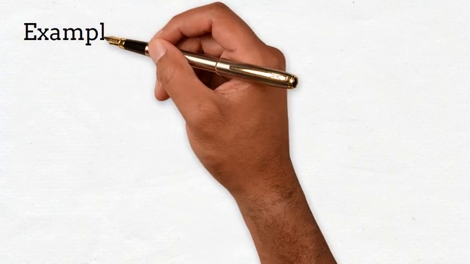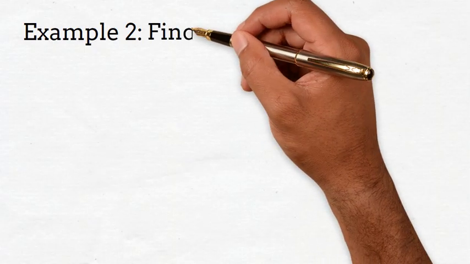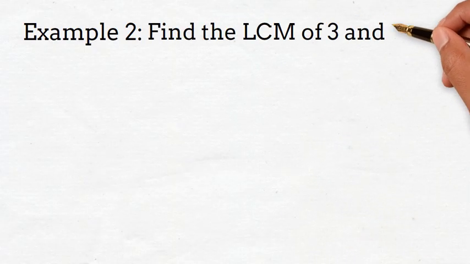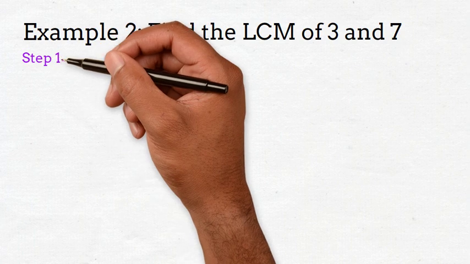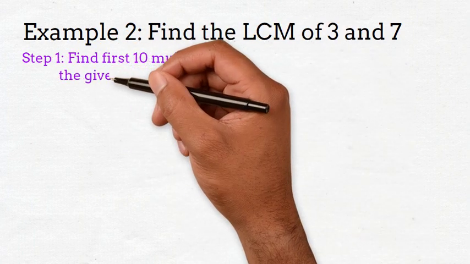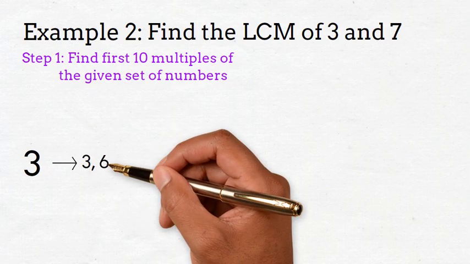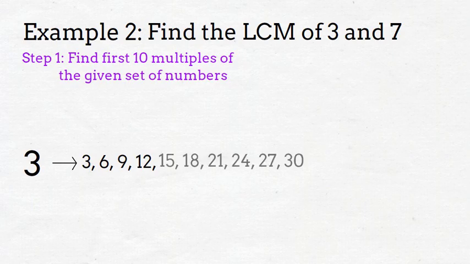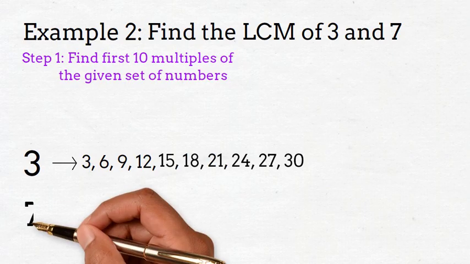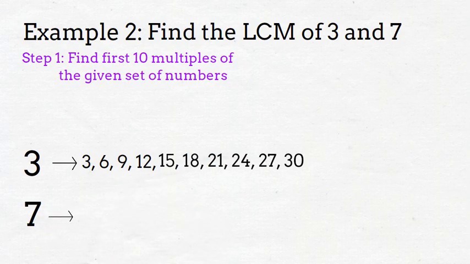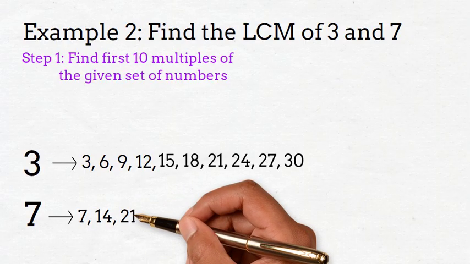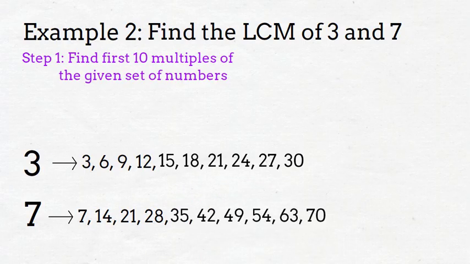Let's work through another example. Here we need to find the lowest common multiple of 3 and 7. Remember, we start by finding the first 10 multiples of each number. Let's start with the multiples of 3. These are 3, 6, 9, 12, and so on. Next, we will find the multiples of number 7. These are 7, 14, 21, 28, and so on.